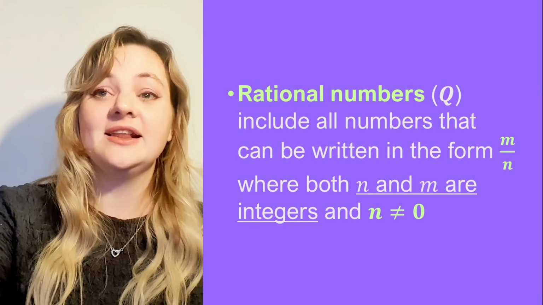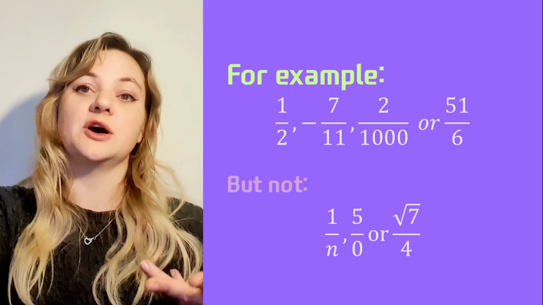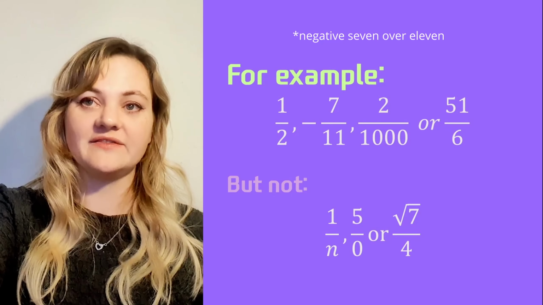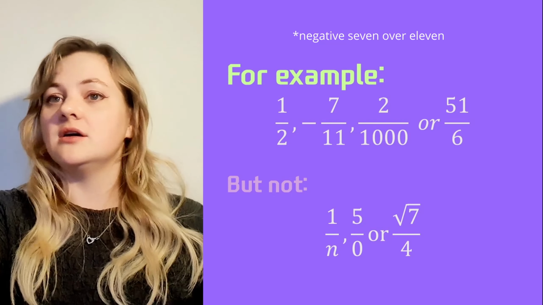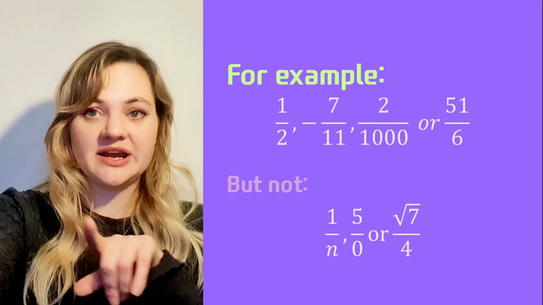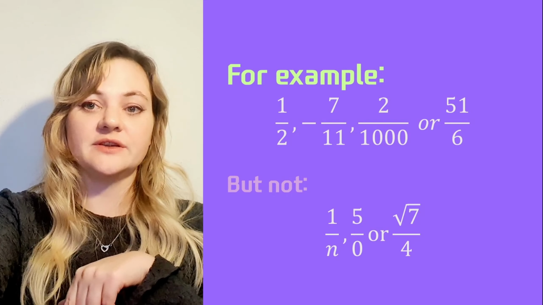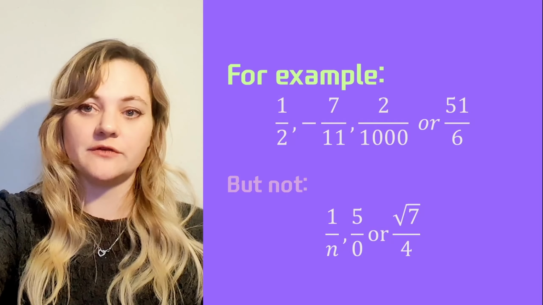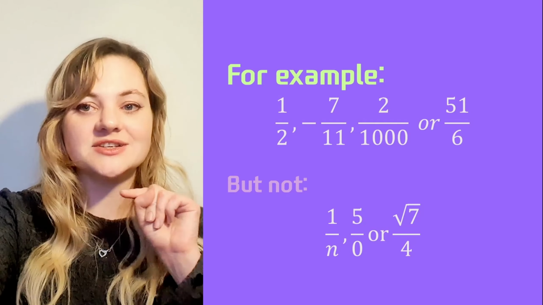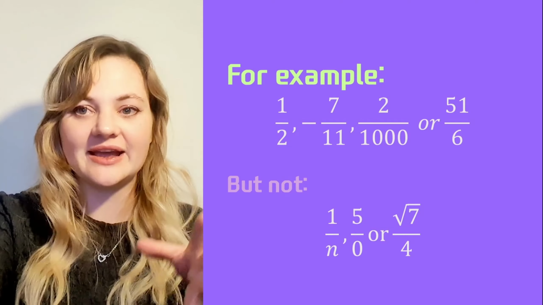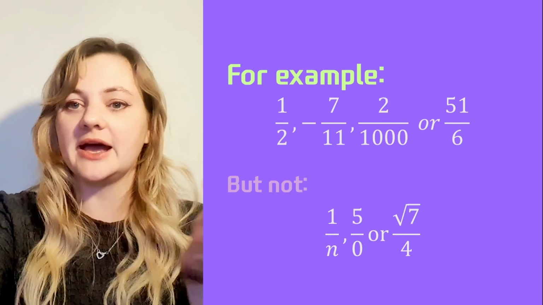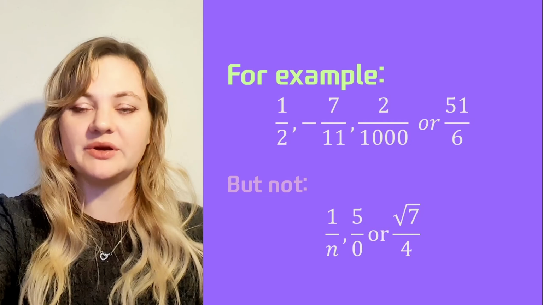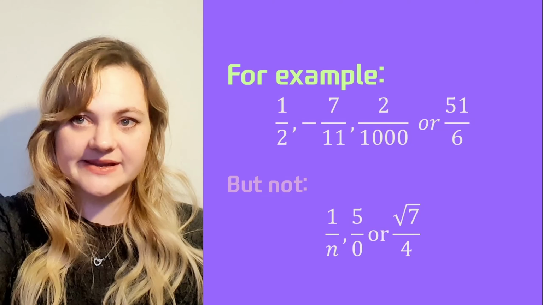Let's keep going. So here are some examples of what rational numbers actually are. So 1 over 2, 7 over 11, 2 over 1,000, 51 over 6. They can also be negative. So you can have like negative 50 over 2 or negative 7 over 3. But they cannot actually include a variable like n. So 1 over n is not actually a rational number, and they cannot be divided by 0.